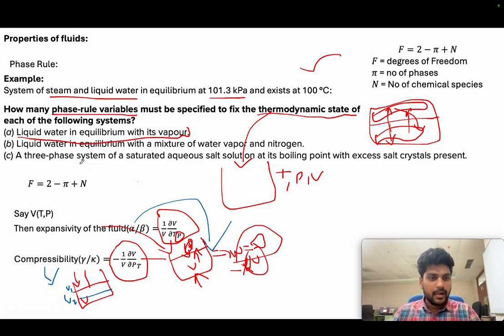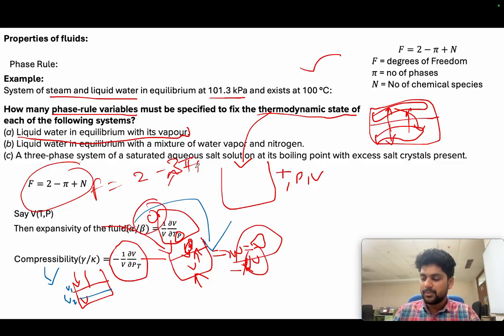Yeah, if you take the triple point here, it will be F equal to 2 minus 3 plus 1, it will be 0. So what it says is, you can't even change the temperature, pressure or volume. You can't even play with these things. So that's what this properties of fluids explains.